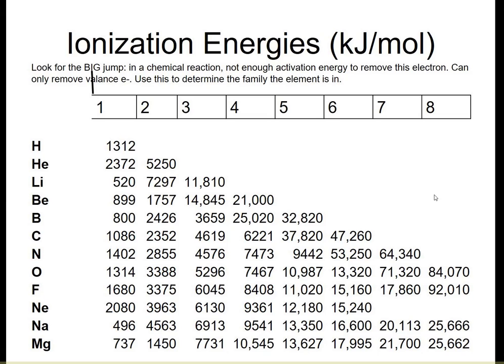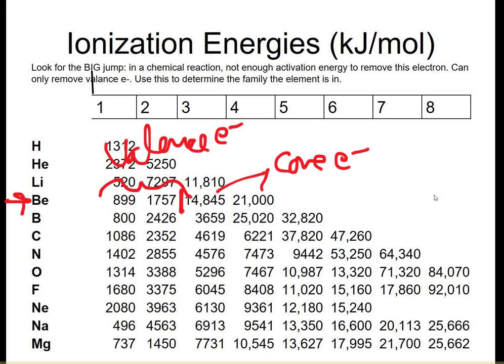So let's look at beryllium. Again, I'm going to look for a huge jump. That's going to tell me the difference between a valence electron and a core electron. And in beryllium, I see there's a big jump right here. So these right here, these are my valence electrons. And these two right here, these are my core electrons. So I can tell that beryllium only has 2 valence electrons because I can see them right there. Removed 1, 2, but then you don't remove those core electrons.